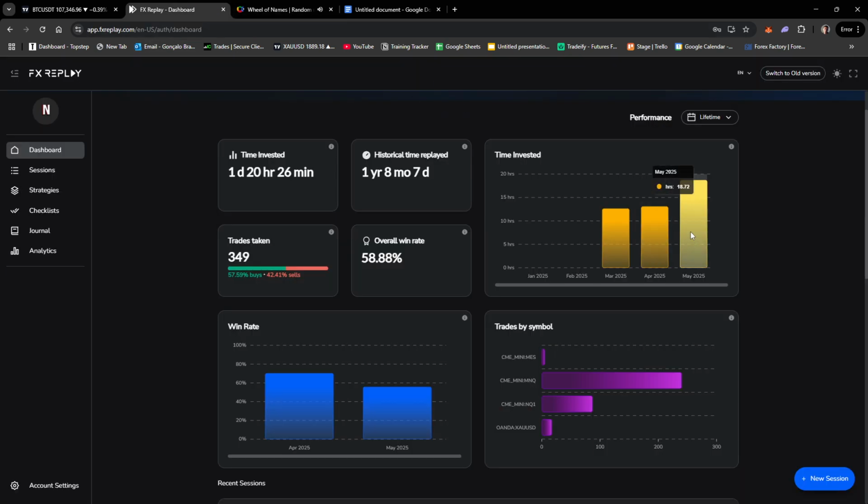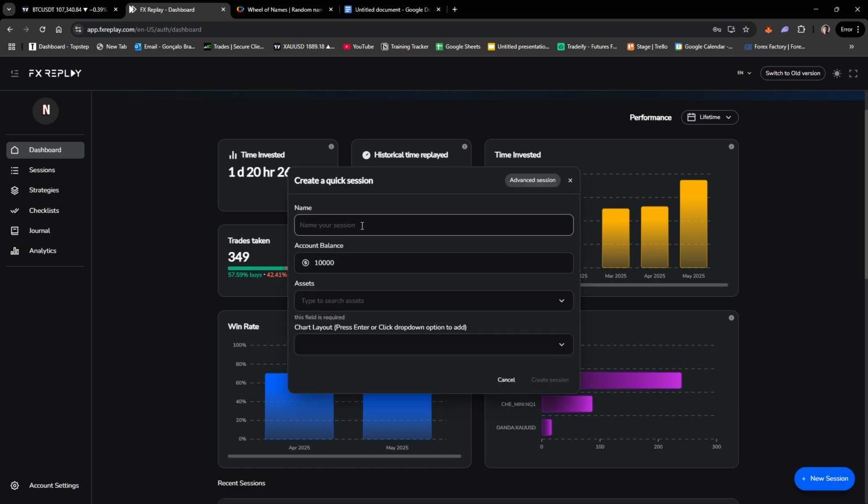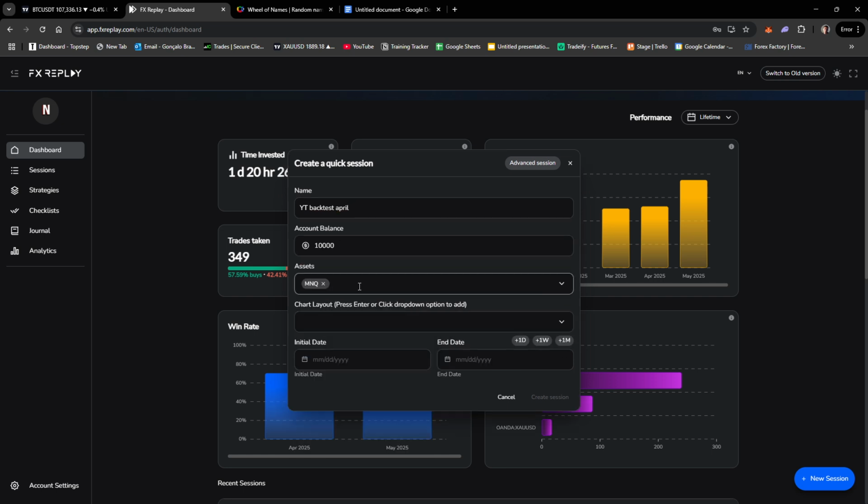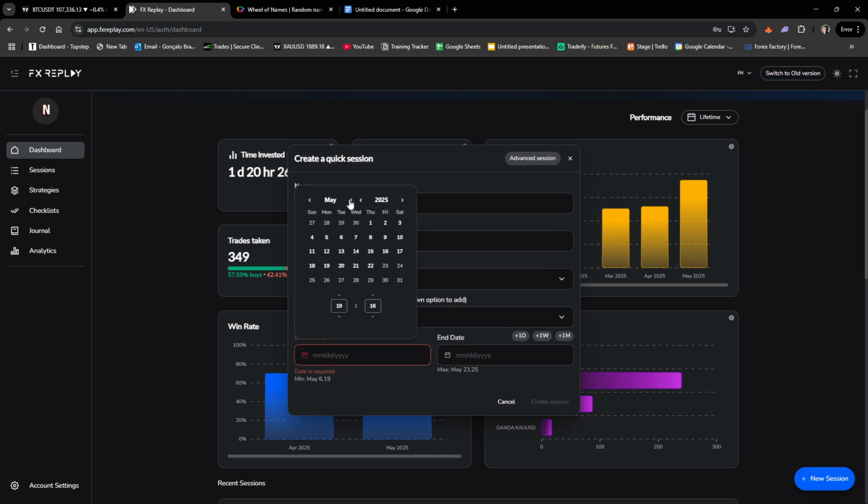You can see here the amount of hours I spend backtesting every single month. It's very important. I've mainly been testing April and May. So let's go ahead, create a new session, YouTube backtest April. Account balance doesn't really matter. Asset will be MNQ and MES. I do mainly trade these, even just because it allows me to trade partials.